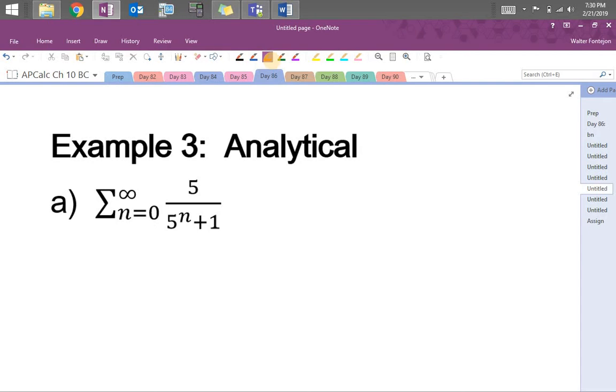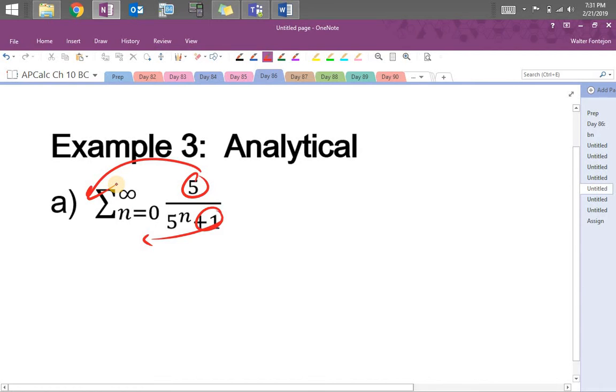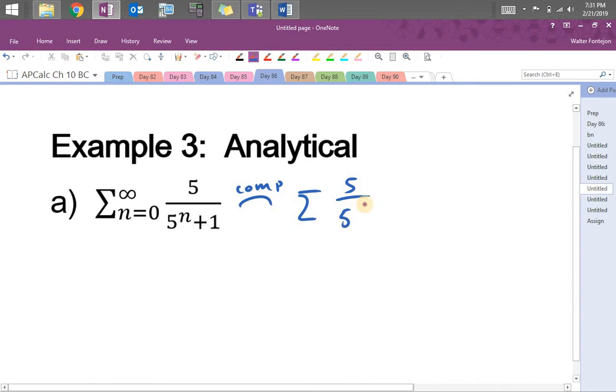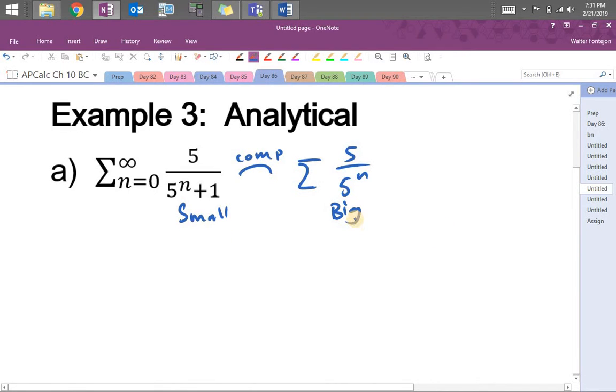Okay, this looks like a geometric series, but wait, there's a +1 here. I cannot just factor out this +1. You could factor out the 5, which would let you use geometric series, but this +1 is an issue. Since you cannot factor out the +1, the only way to get rid of it is to make a comparison. So we're going to drop the +1 and just keep the dominating 5 to the n. This is going to be 5 divided by 5 to the n. This denominator is going to be smaller, so the fraction is going to be bigger. This is going to be small. Okay, and then we run the test.